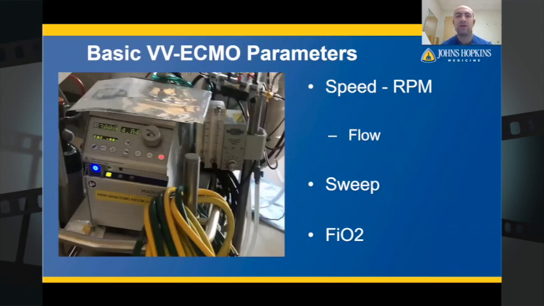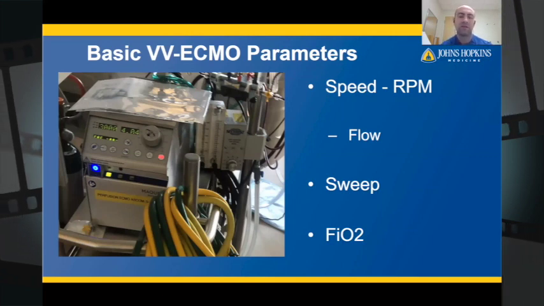So I just wanted to show the basic parameters on the VV-ECMO circuit. On the leftmost of the screen, you can see 3000, that's the speed or RPMs. The flow is next to that, 4.04. And then on the right of that, there are 3 dials that might be difficult to see, but I'll try to point them out. The first 2 are to dial in sweep, or flow of gas through the membrane. And the one furthest to the right is used to dial in the fraction of inspired oxygen. So it's a mixer of air and oxygen.